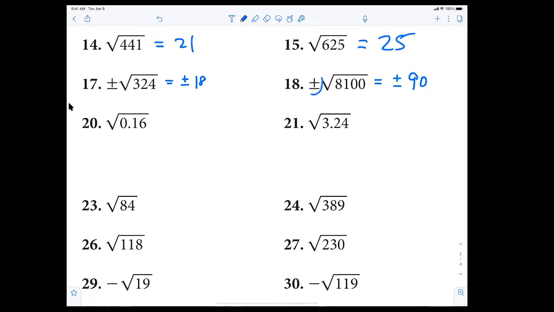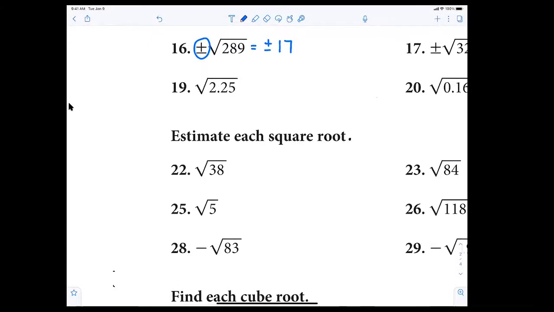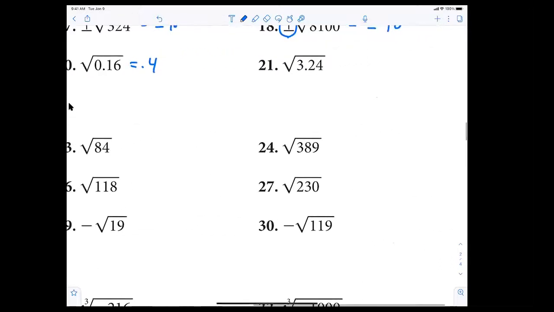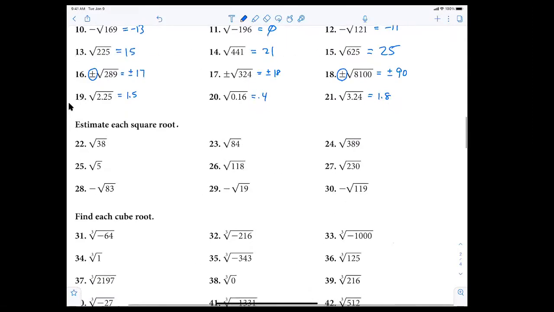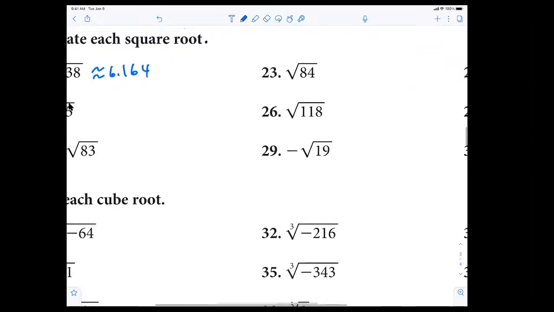Now, occasionally we're going to talk about distance. There's lots of things we can do with plus or minus, all right? But it is possible to have both answers. All right, 19, Ava, 1.5. Thank you. Jensen, 0.4. Good job. 1.8 is good. All right, now we got to speak up. Go. 6.164. Good. Next. 9.165. Easy as that. Thank you.